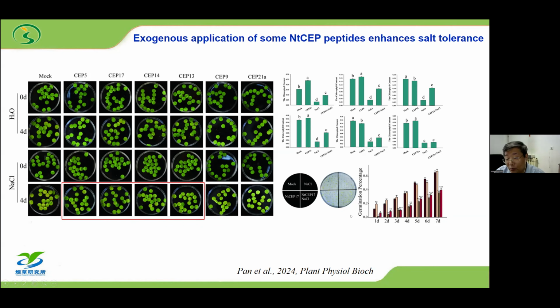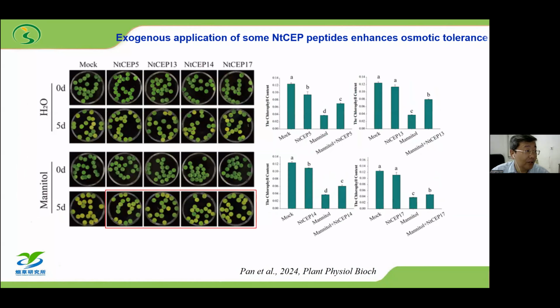And of course, we did one more experiment with CEP17, which is germination on plate after salt treatment. We can see that the CEP17 peptide treatment can also increase the germination rate after salt treatment, not in Arabidopsis, but in this case, tobacco seeds. Another experiment we did was osmotic tolerance treatment. Similarly, we used mannitol to mimic the osmotic stress treatment. After 5 days of treatment, you see the yellowing of the leaf discs in the control, but you see greener leaves with the 4 peptides from the 4 different types. This is similar in the chlorophyll content changes.